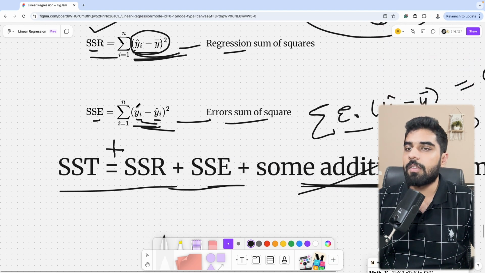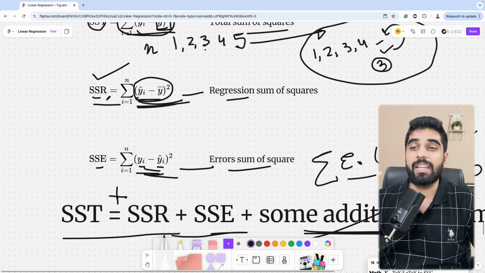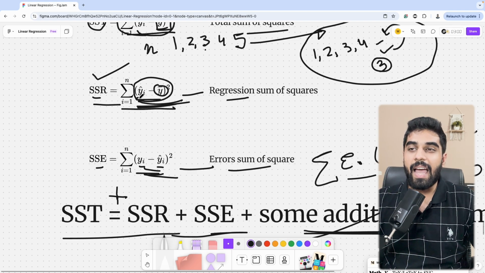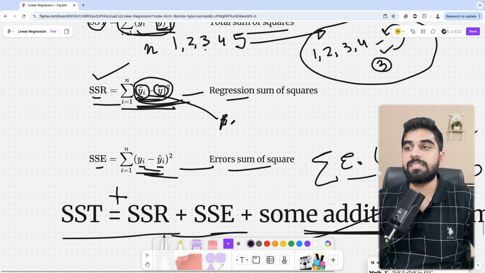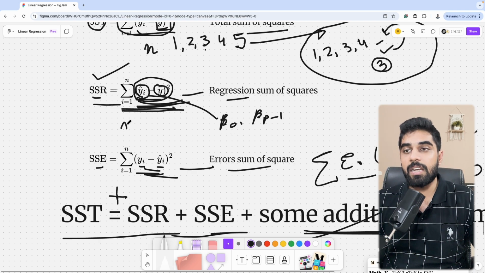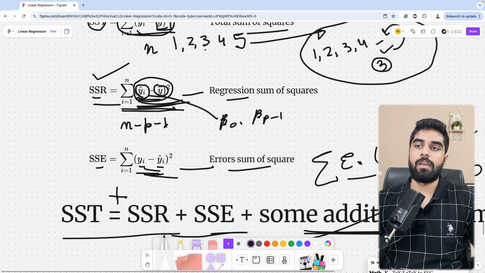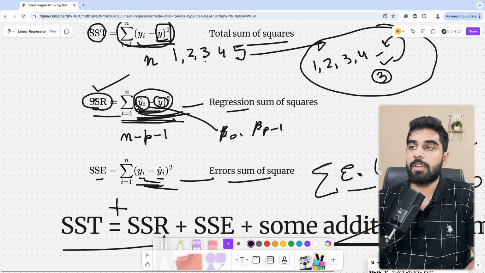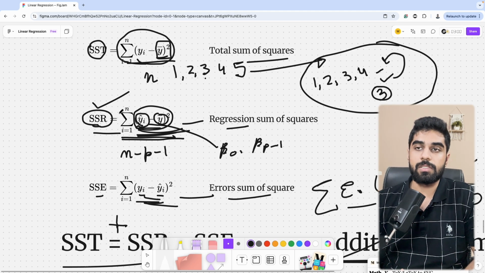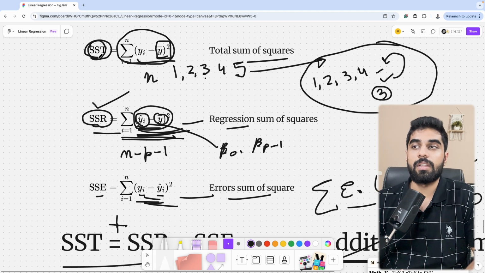And similarly, if you think about SSR, which is the regression, now we had the mean absorbed 1 degree of freedom. And when you are calculating these parameters, suppose this had p betas, beta 0 up to beta p minus 1. So we had p parameters. So we will divide by n minus p minus 1. And that's the intuition, because I don't want to be in a position where I underestimate how much is the deviation that's coming from regression or how much is the deviation that's coming from the total, right?